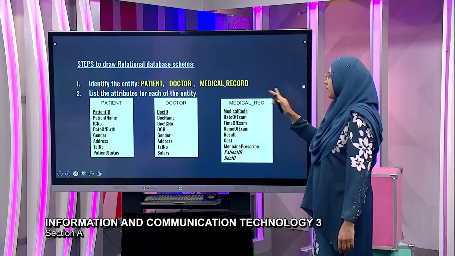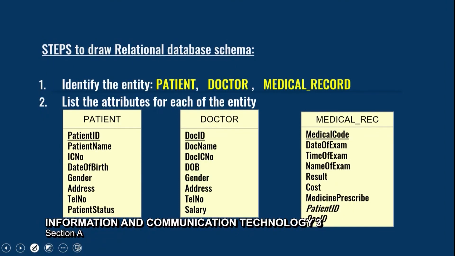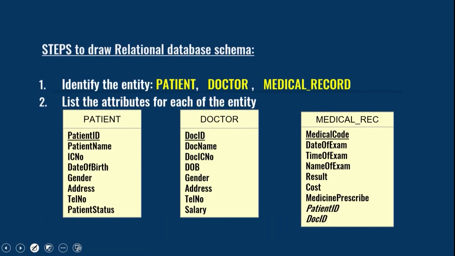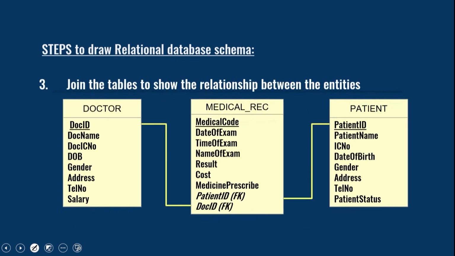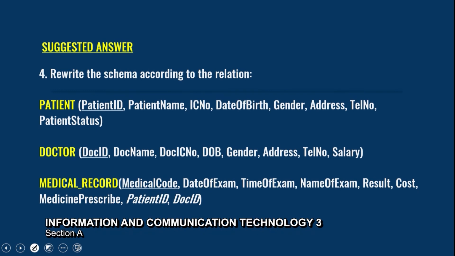First, identify the entities. In this question, they say patient, doctor, and medical report are the entities. Then you list out all the attributes, at least 3 to 4 attributes for each entity. Then you link the primary key with the foreign key. And then you have already connected all the 3 relations here. From the relations that you have done here, just copy back into the relational schema.